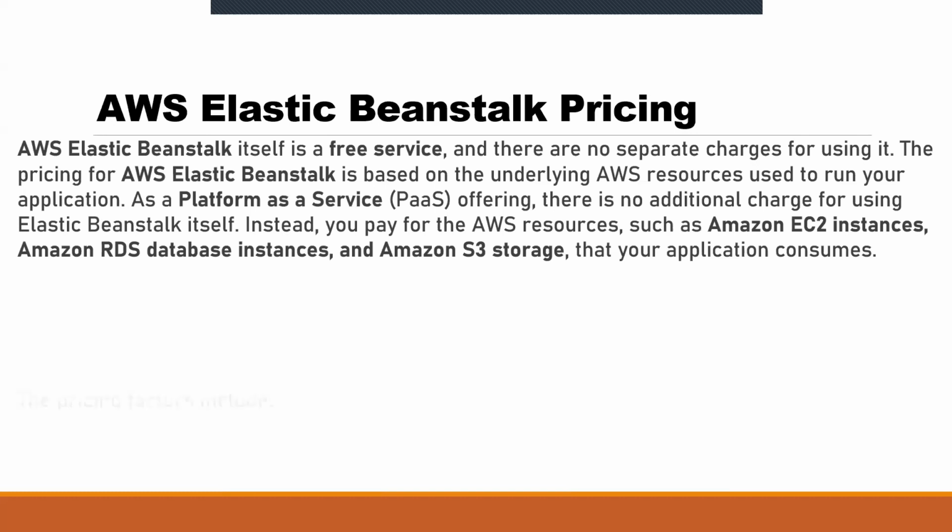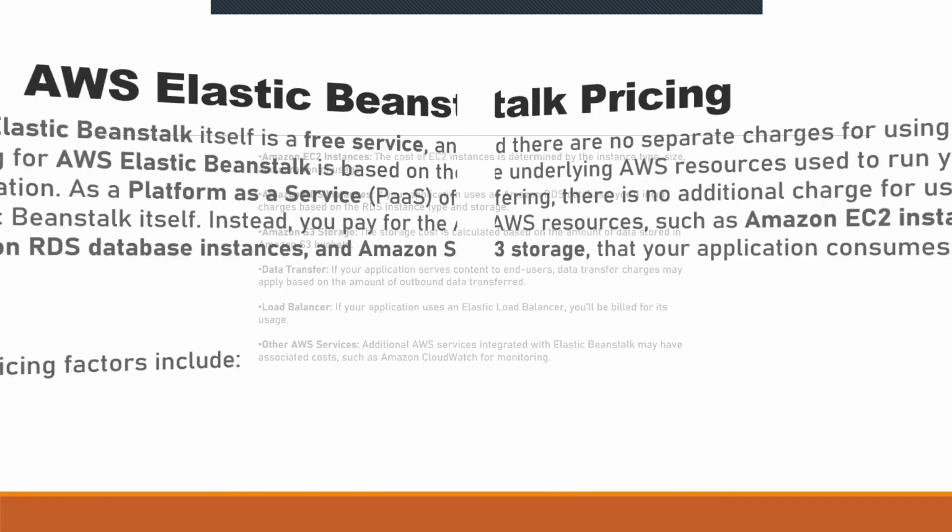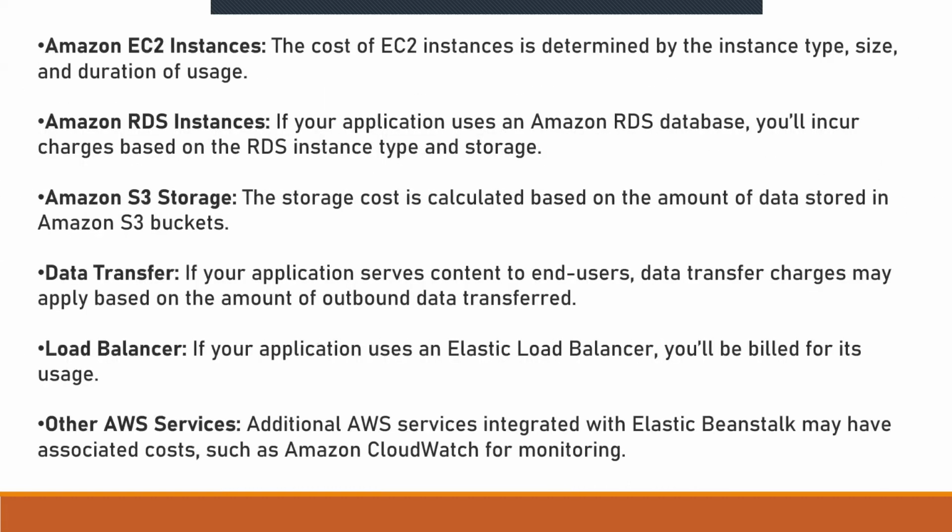The pricing factors include Amazon EC2 instances. The cost of EC2 instances is determined by the instance type, size, and duration of usage. Second is Amazon RDS instances. If your application uses an Amazon RDS database, you will incur charges based on the RDS instance type and storage. Third is Amazon S3 storage. The storage cost is calculated based on the amount of data stored in Amazon S3 buckets.